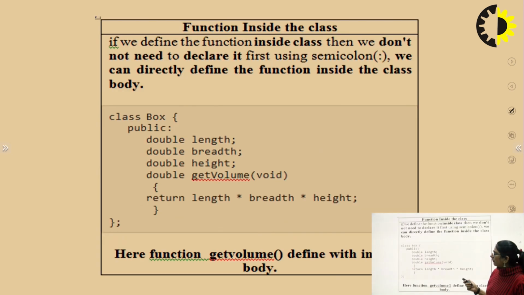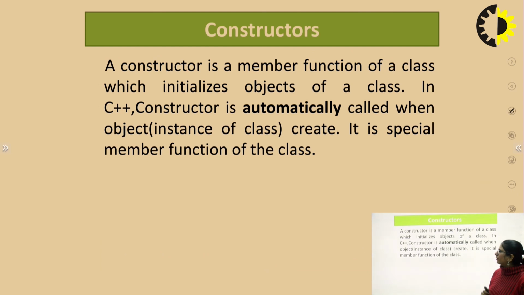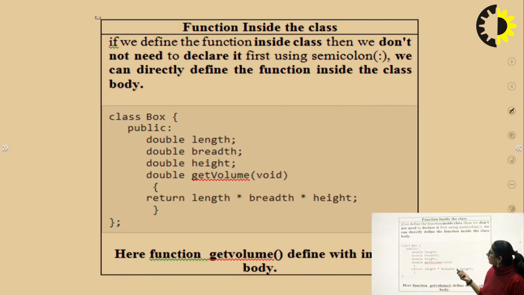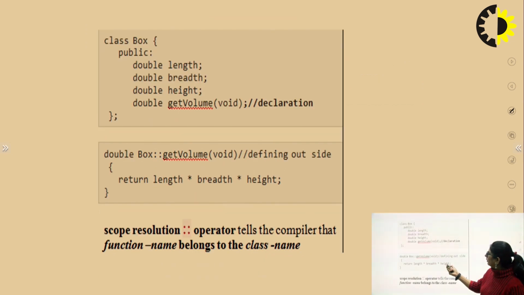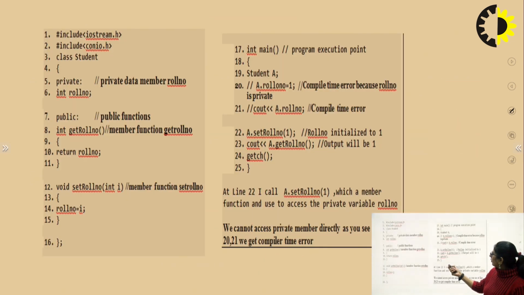Now there is a special member function as well, that is the constructor. It is also a member function of the class, but it is automatically called when the object is initialized. No need to call it. In the case we have seen previously, we have the member functions get roll number and set roll number, but they cannot be called automatically. We need to call them with the help of the object.